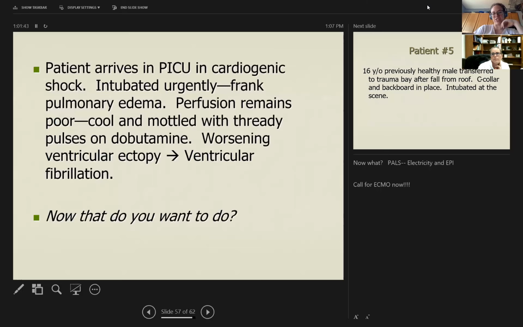Lena said defibrillate. Yes, electricity. Okay, so now we're going right to PALS. You're going to not pass go. You're not collecting $200. You are starting compressions and you're getting your defibrillator ready. And what drug is going to go along with defibrillating her? Electricity plus epi. Yeah, E's go together. Very good.